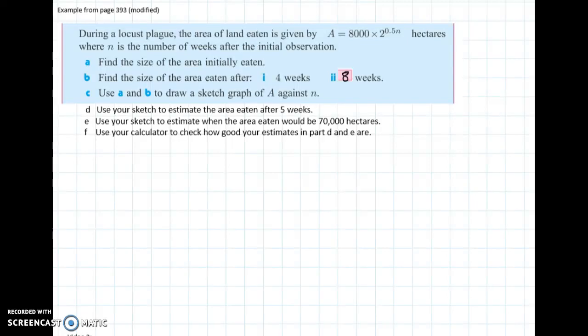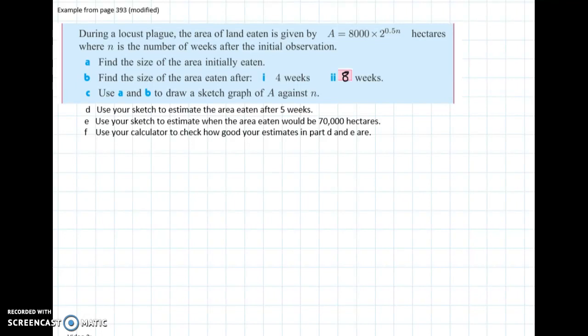Hello, I'm going to solve an example of an exponential growth example from the book. I slightly modified the example by changing one of the numbers. You can see there the 8 on top of that pink patch is changed by me, and I also added a few parts to the question.